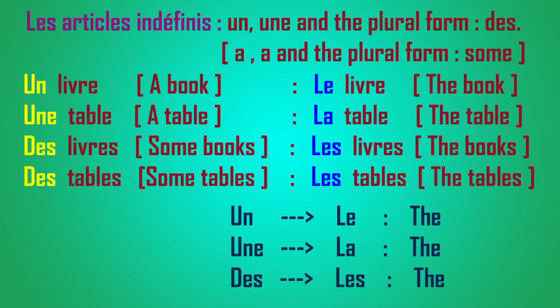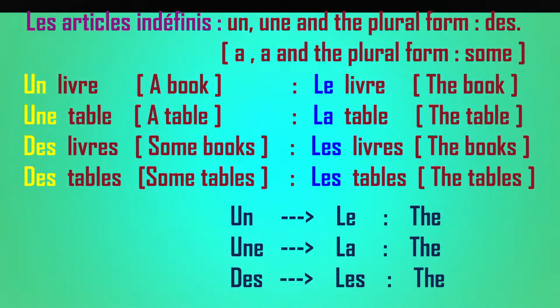Le livre. Livre is masculine singular, so le. La table. Table is feminine singular, so la. Plural form, livres, tables. Irrespective of gender, we use les. Please understand le, la, les. All these three mean the.